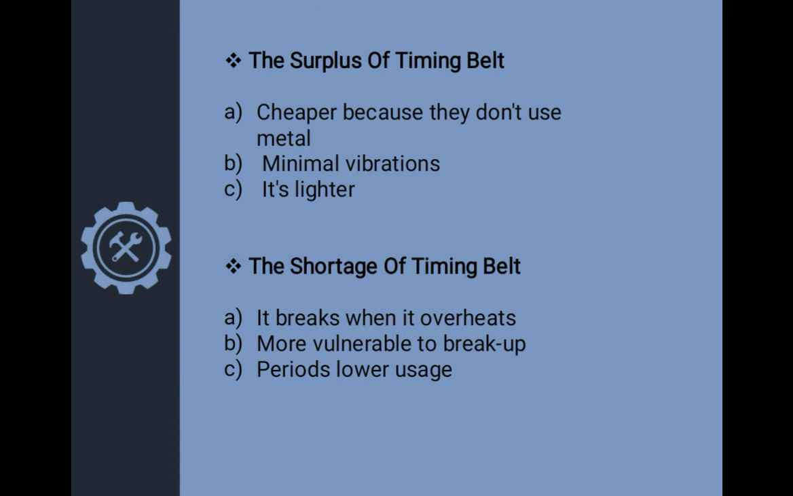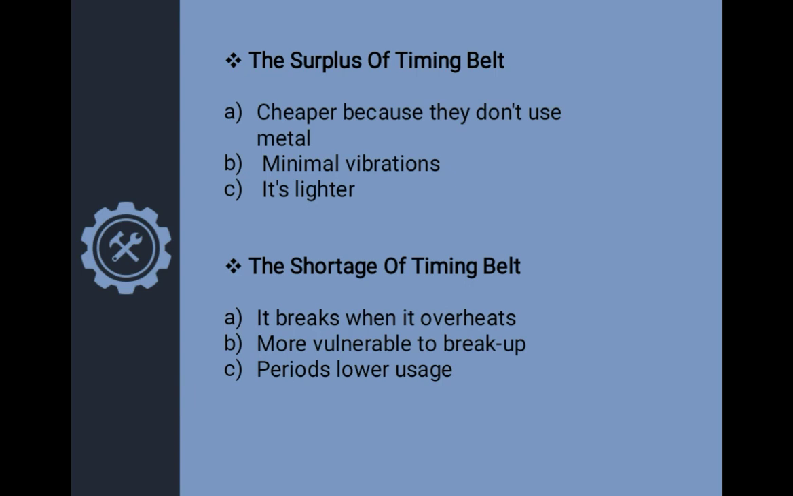The surplus of timing belt. A. Cheaper because they don't use metal. B. Minimal vibration. C. Is lighter.